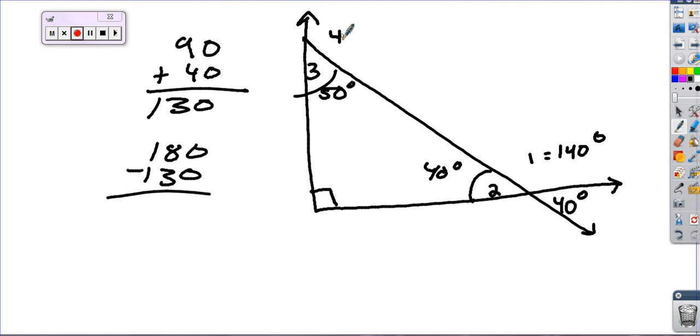3 plus 4 has to make how many degrees? 180. So 4 would be 130. And now we got them all.